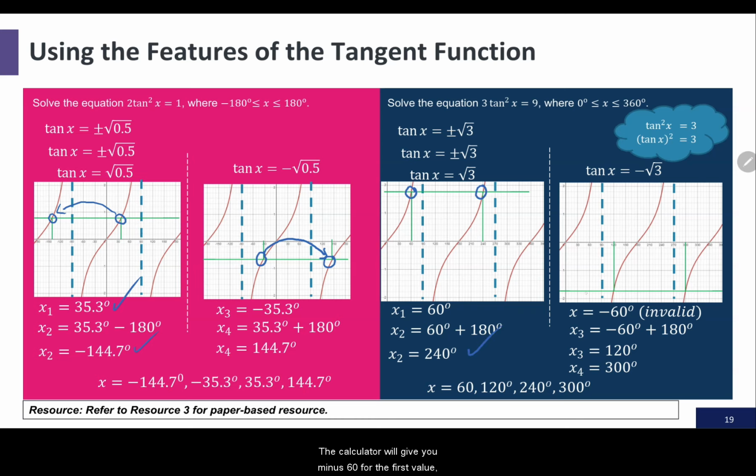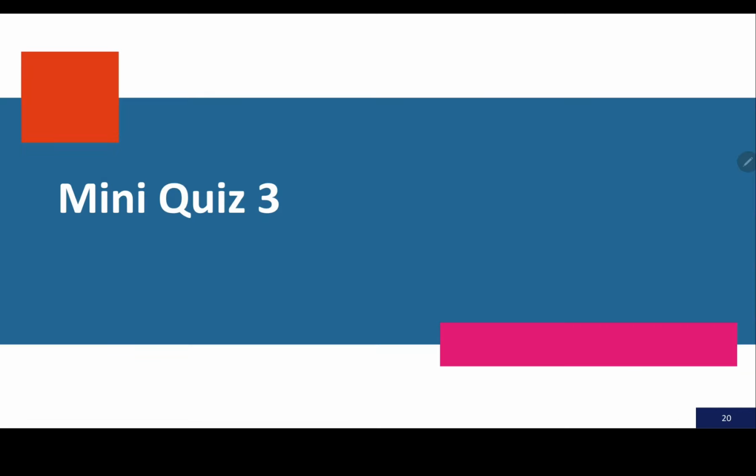The calculator will give you minus 60 for the first value, which is invalid. However, if we add on 180, 120 is then in range. Add on another 180, gives us 300, and it's now in range. Remember, we're looking between 0 and 360 there. And there are the solutions written in order. Have a go at mini quiz 3 and then come back to the video.